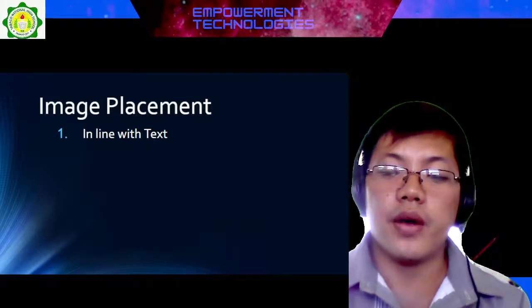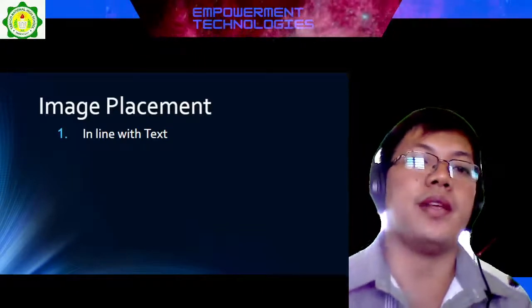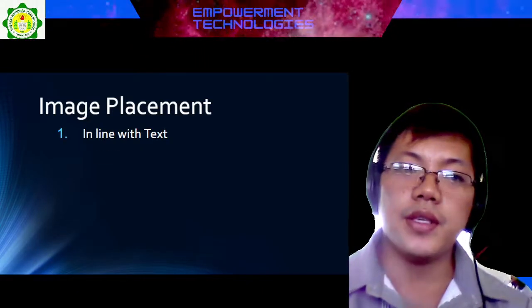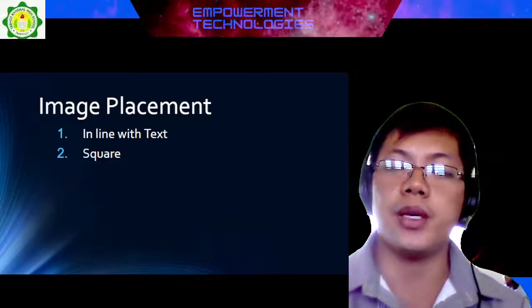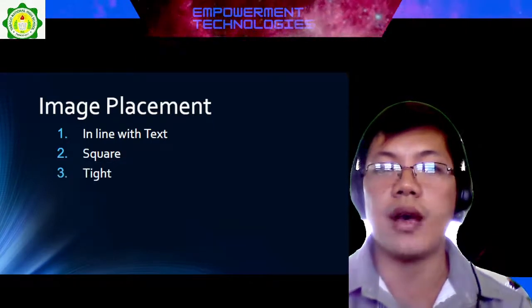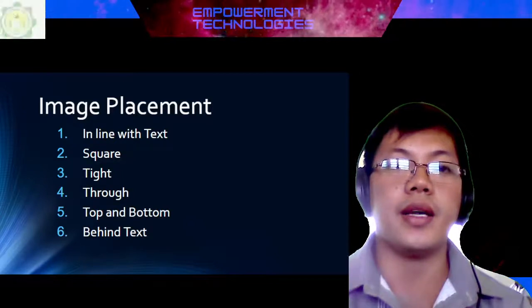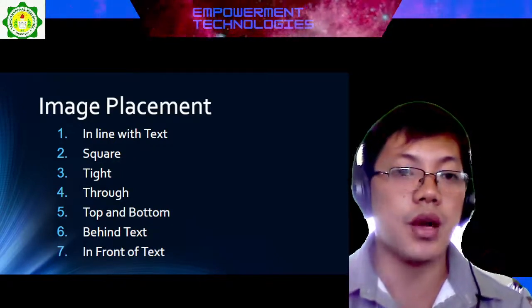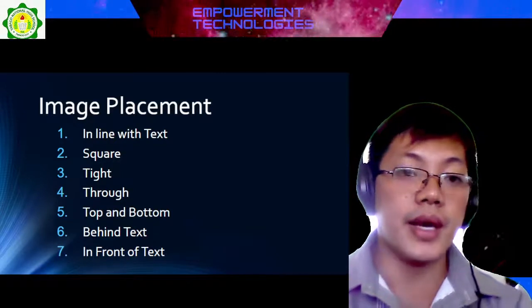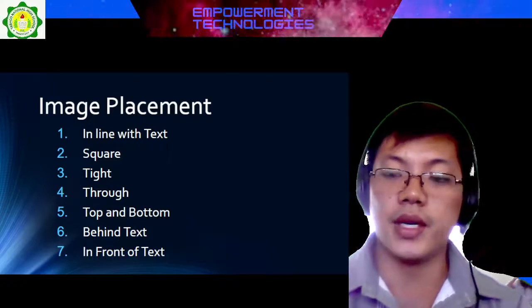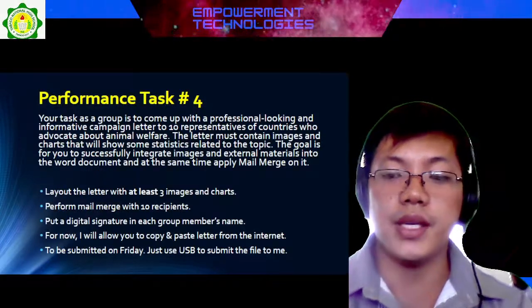All right, the next thing that I'd like to talk about is the image placement. This is about how you position the image directly in your document. So you have here the following: in line with the text, square, tight, through, top and bottom, behind the text, and in front of the text. Right, we'll do all of this later on.